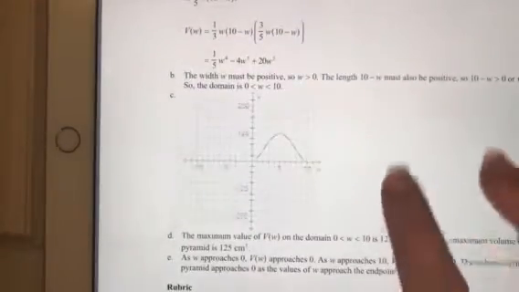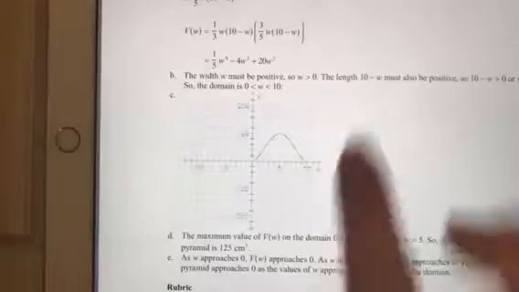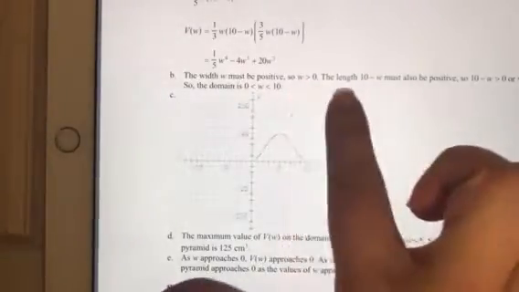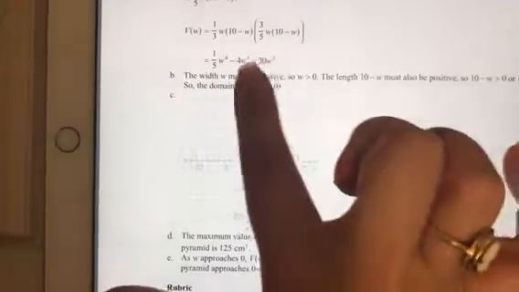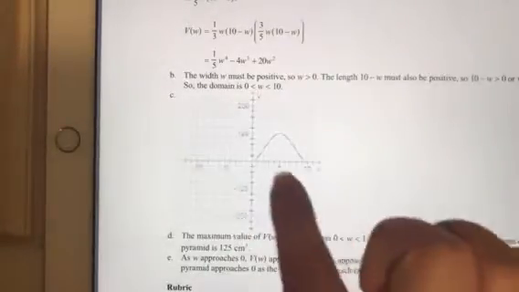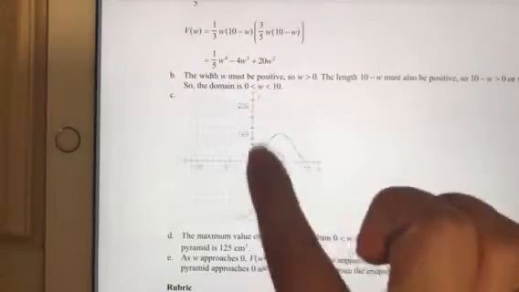And then you have to analyze each piece separately. So just like in class, the W has to be bigger than 0. And the only other constraint is this 10 minus W also has to be bigger than 0. The length cannot be less than 0, so the width cannot be greater than 10. The width must be smaller than 10. So my width has to be between 0 and 10. So that's the only part of the graph they care about.